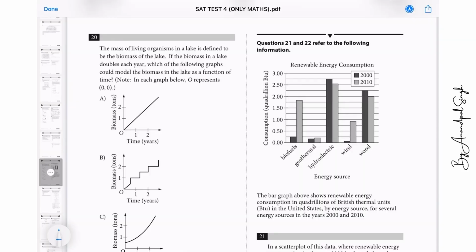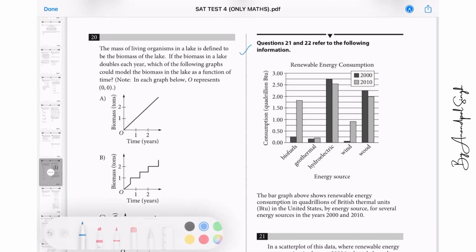So dear friends, yet another day we are doing SAT Mathematics. Today's topic is SAT test paper number 4, and we will be continuing from question number 21 onwards, and we will finish this section today. Let's do it. So let us start with question number 21.